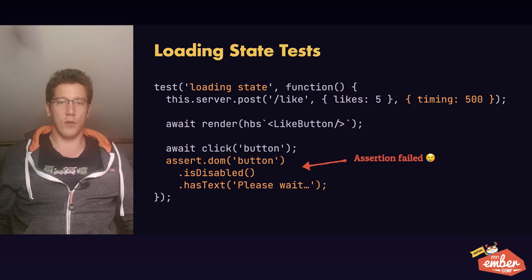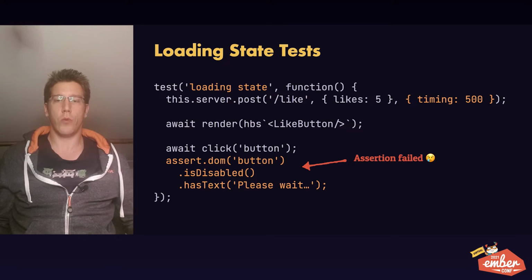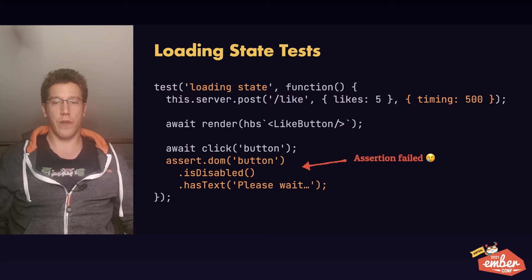The problem is this doesn't work. The assertion fails. But why? The reason is that click and other test helpers implicitly wait for network requests to finish before continuing with the test code. That means our assertion runs after the loading state is already gone again.